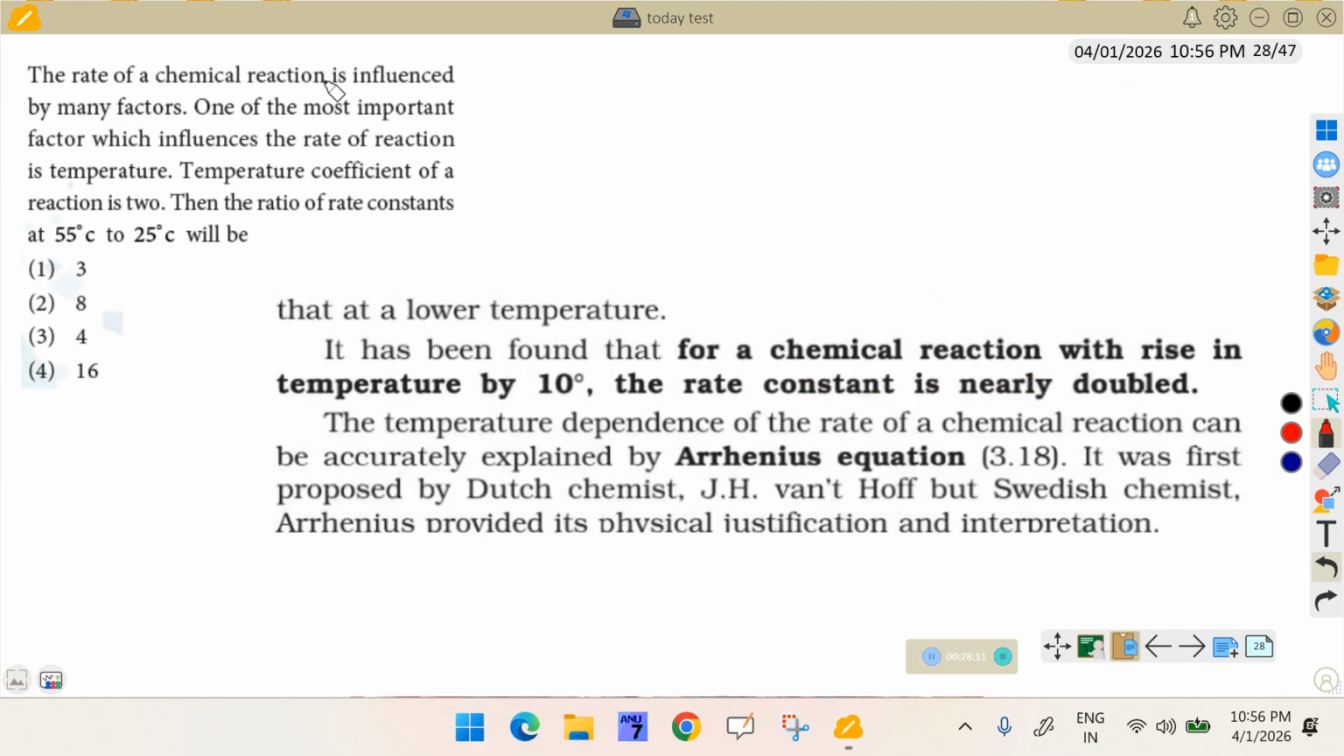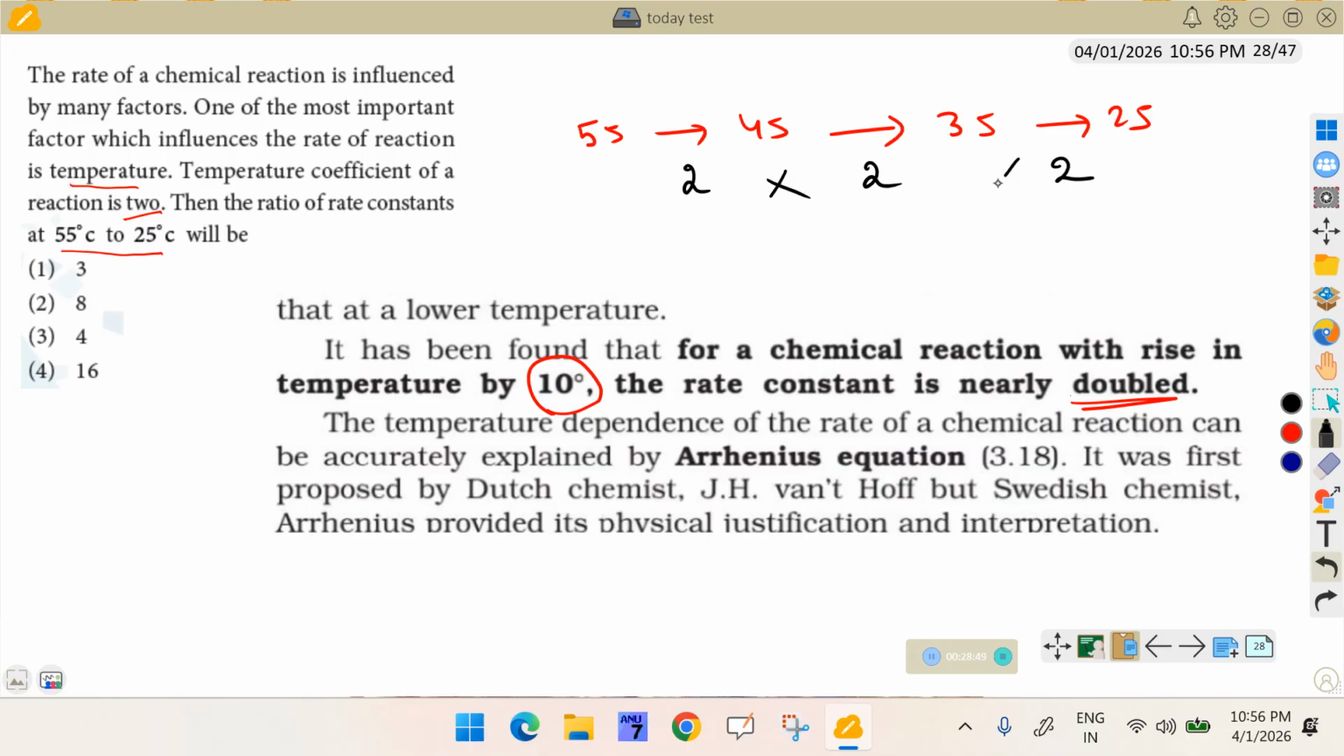The rate of chemical reaction is influenced by many factors. One of the most important factors influencing the rate of reaction is temperature. Temperature coefficient of a reaction is 2. Then the ratio of rate constant at 55 degrees Celsius to 25 degrees Celsius. We know that for every 10 degrees Celsius, rate of reaction is almost doubled. First 55 to 45, 45 to 35, 35 to 25. For every 10 degrees Celsius, doubled: 2, 2, 2. 2 into 2 into 2, 8. Second option correct.